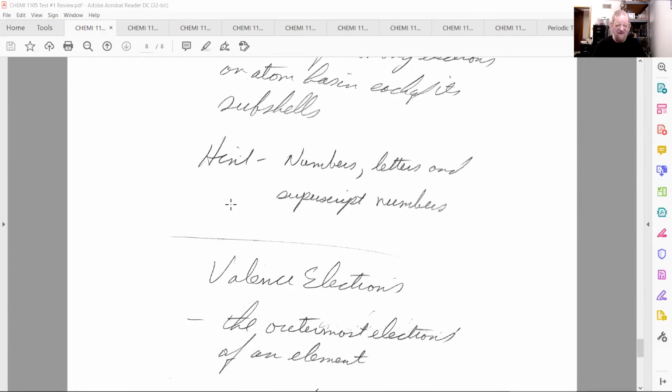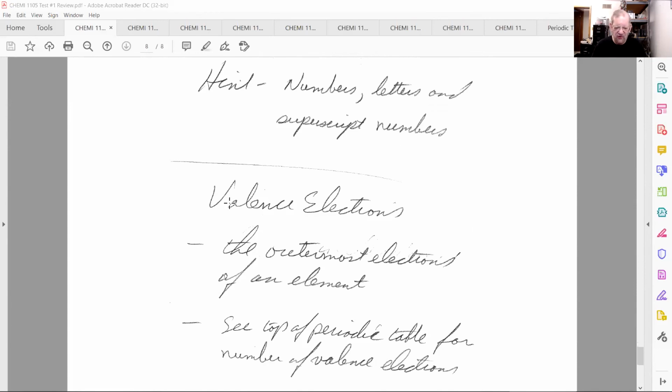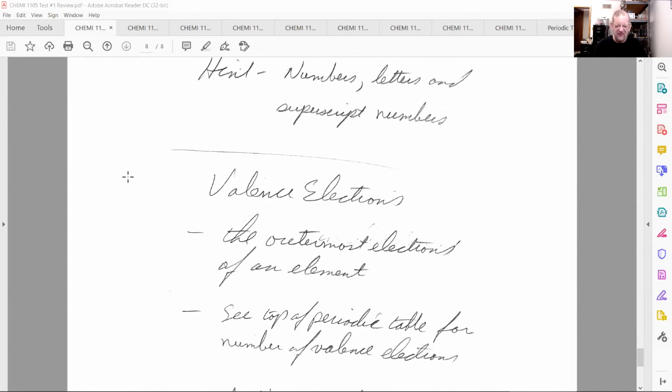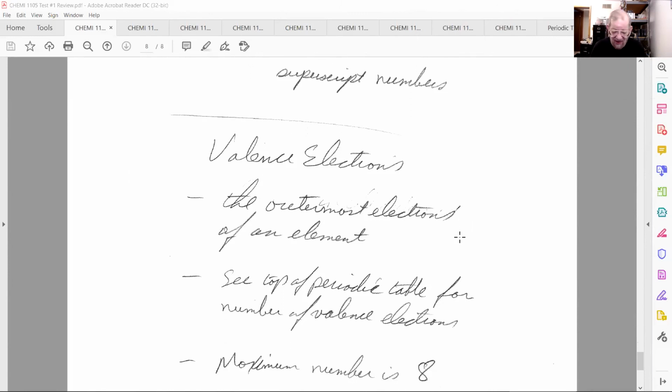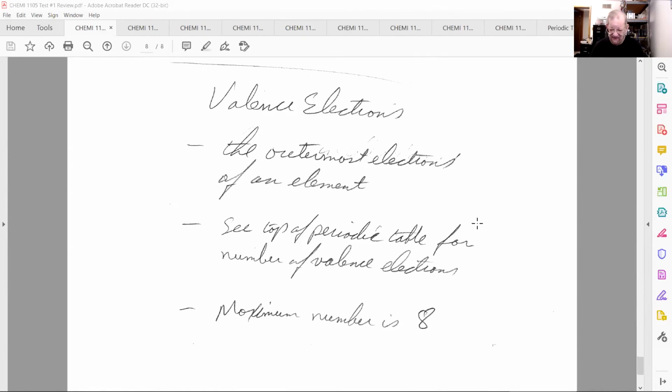But you should know valence electrons. And you should know what valence electrons are. Those are the outermost electrons of an element. And how do you find the valence electrons? You look at the top of the periodic table. And the number there, Roman or Arabic numeral, tells you how many valence electrons. The maximum number of valence electrons is 8.